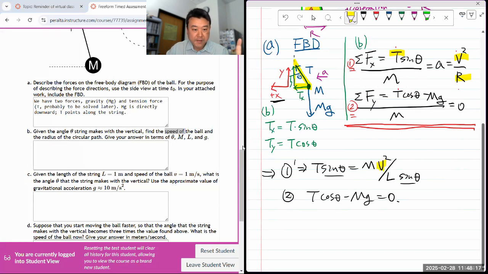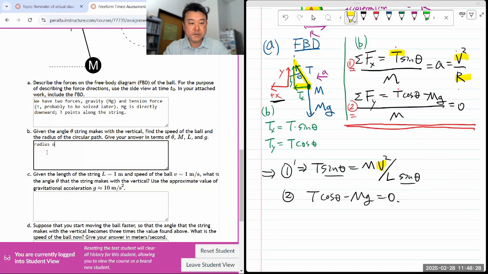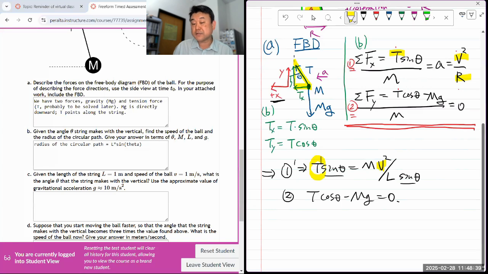and the radius of the circular path. So I think the radius of the circular path we already know. Let's just write it down so I'm not confusing myself. Radius of the circular path is equal to L times sine theta. I think it might have deliberately not asked you for tension to confuse you. Tension is an unknown, but we can just eliminate the tension and solve for v. That'll give us an expression for v in terms of all the known quantities.